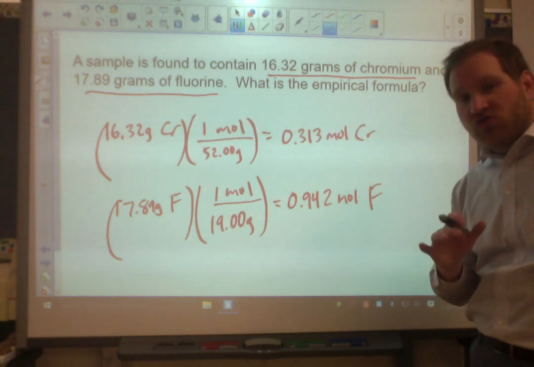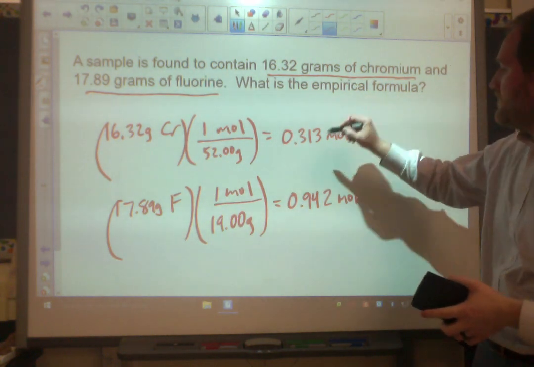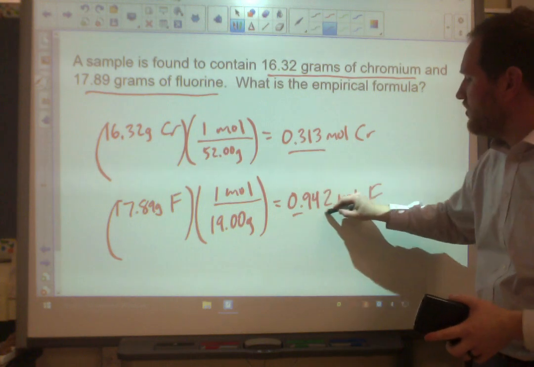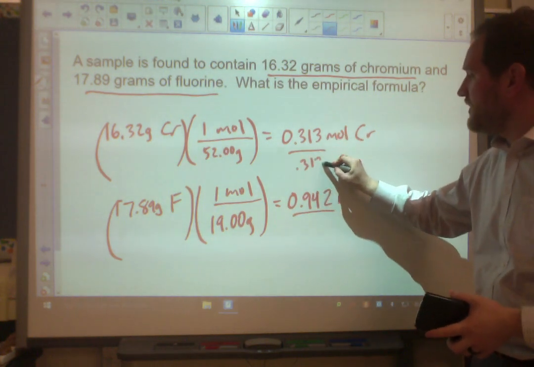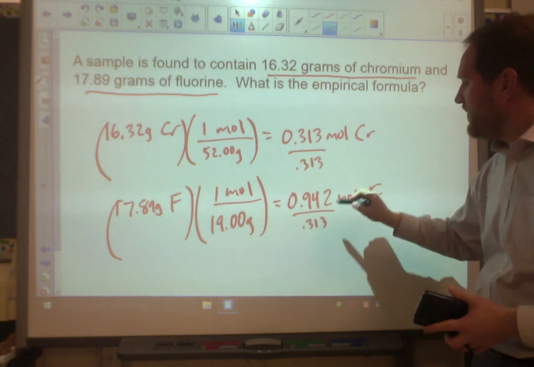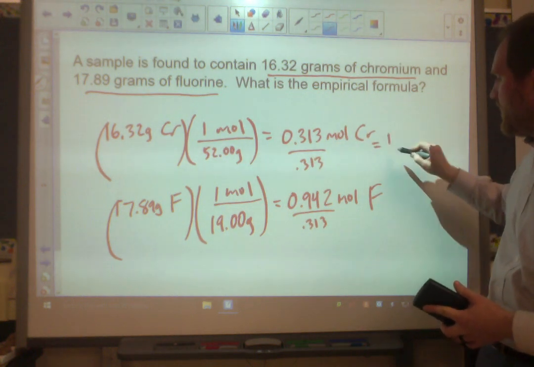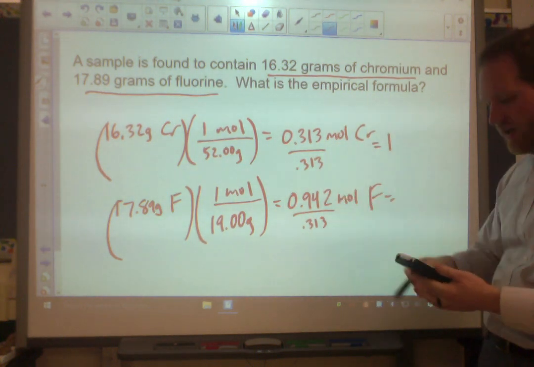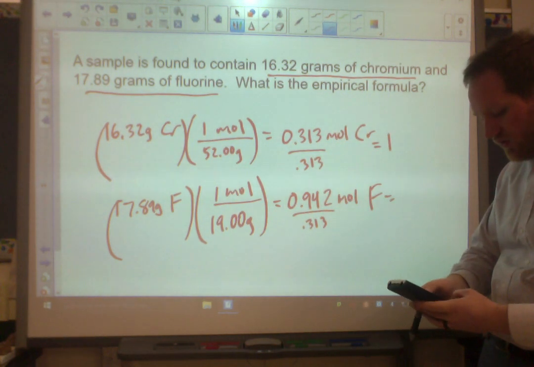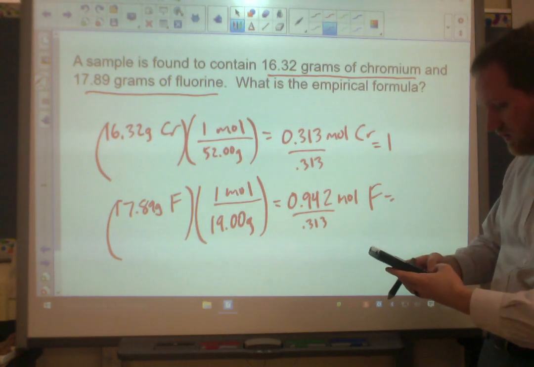Now, if you aren't sure of the pattern, or if you want to confirm, you divide each of these by the smaller number. The smaller number is 0.313, 0.313. This is obviously going to now be 1, and this looks like about 3, 0.942 divided by 0.313.